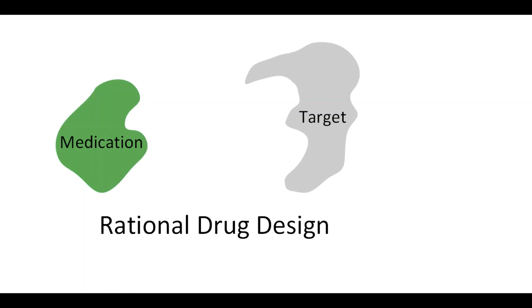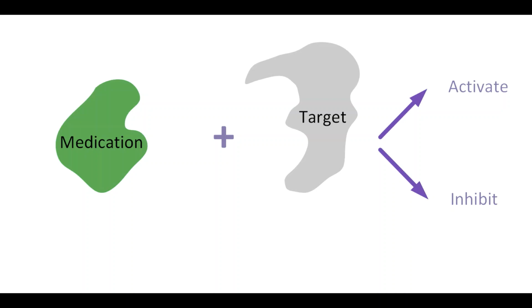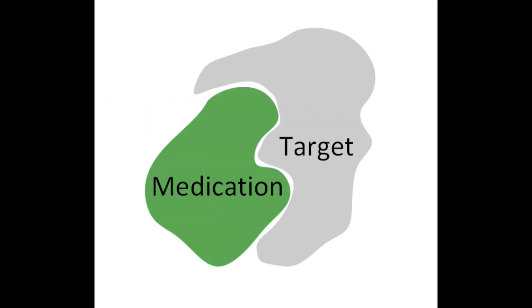Rational drug design is the process of finding new medication that can activate or inhibit the biofunction of a target molecule by binding to it and forming a molecular complex. Typically, between the ligand drug molecule and the target must exist complementarity in terms of shape to result in high affinity and charge to result in specificity.